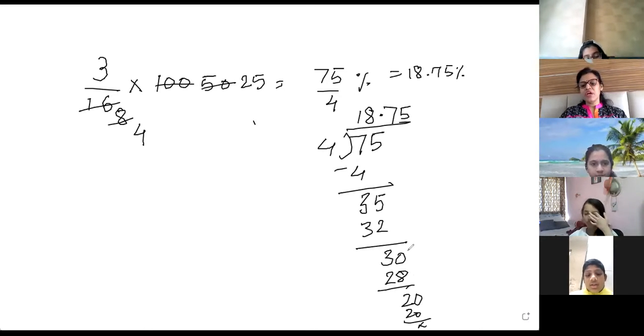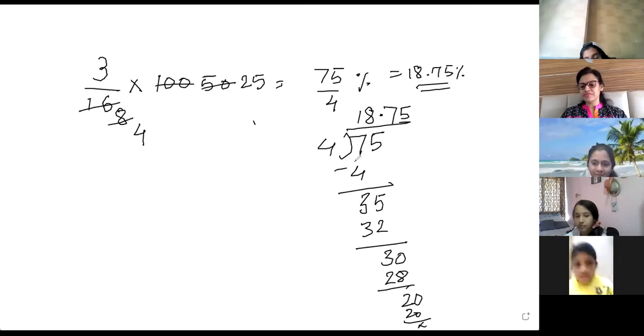No, I don't continue because I know 4 5s are 20, so I don't need this. I want this 18.75, so I wrote this. Is it clear? Yes. Okay. Ma'am, 5 came down now. After 4 1s are 4, then 5 came down, so it became 35, right?